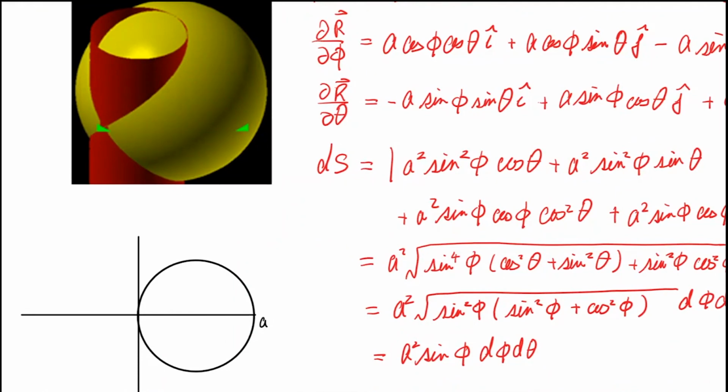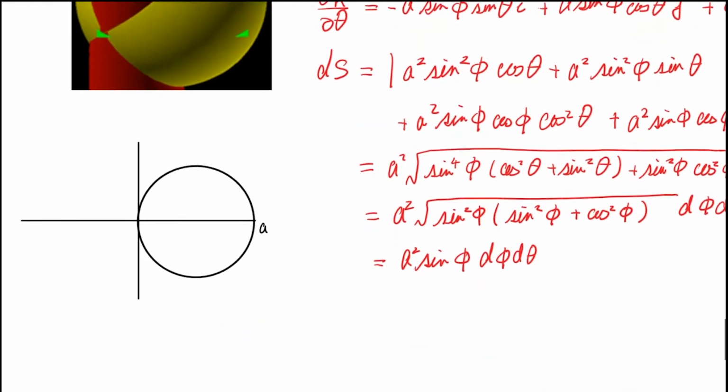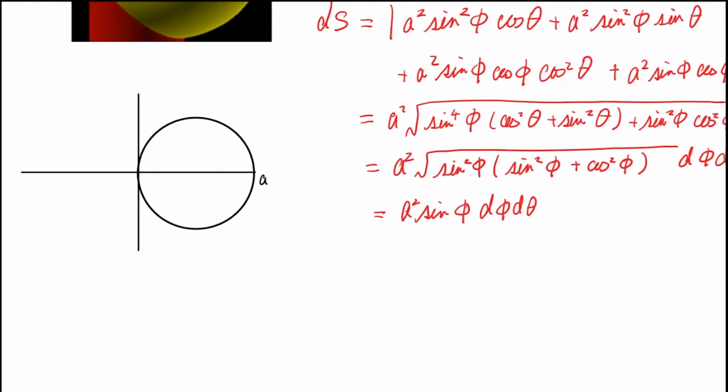Too much algebra? Or does anybody want me to explain what's going on? Okay, well then, let's go. So my surface area is, putting that thingy in, a squared sine phi, d phi, and d theta. And then we should totally go polar, right?